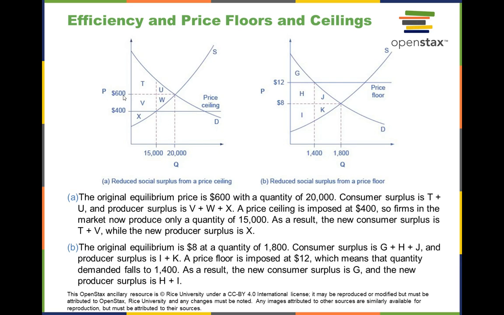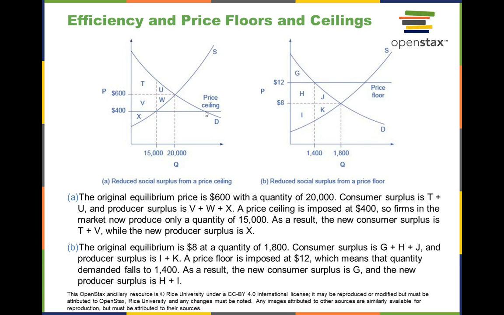So the original equilibrium price is 600 and the equilibrium quantity is 20,000 units. So the consumer surplus is this area, T and U, and the producer surplus is V, W, and X. So it's this entire area here. The price ceiling is imposed. Let's say this is for rent, and the local government says rent can be no higher than $400 a month. And so it can go no higher than this.